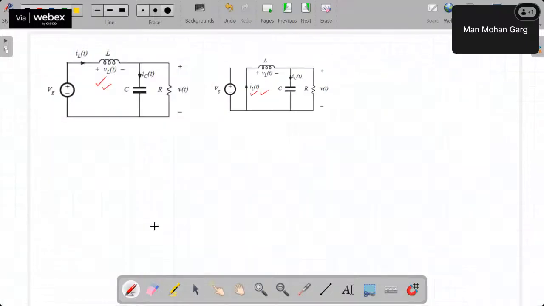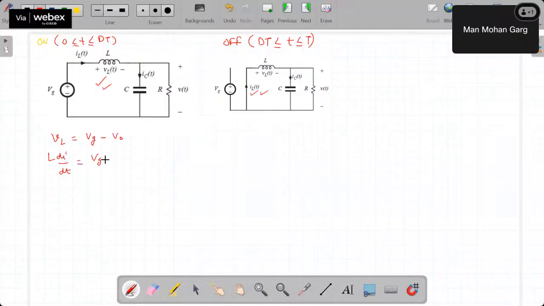So this is the on period. Switch is on in this period, 0 to dT. In this period switch is off. So we will write the equations for the inductor voltage VL. In this case, VL is Vg minus V naught. So from here L di by dt comes out to be Vg minus V naught upon L. So this is the equation during turn on time. Similarly, if I want to write the equation for this capacitor current IC, that is IL minus this current I naught, which is V naught upon R.